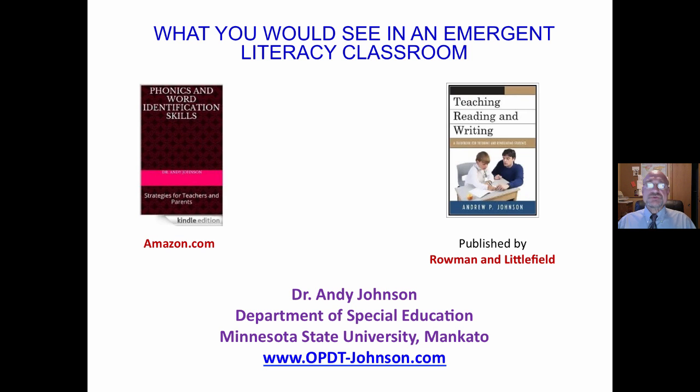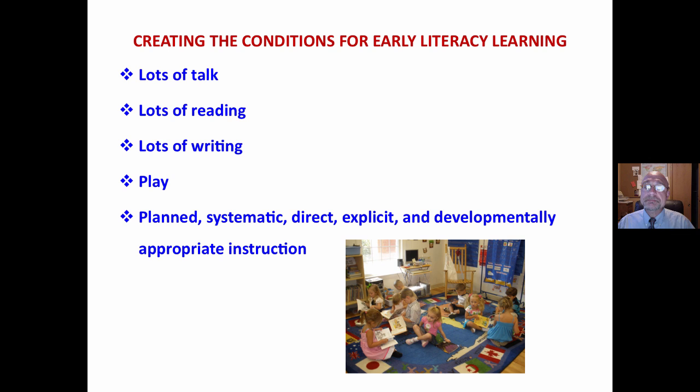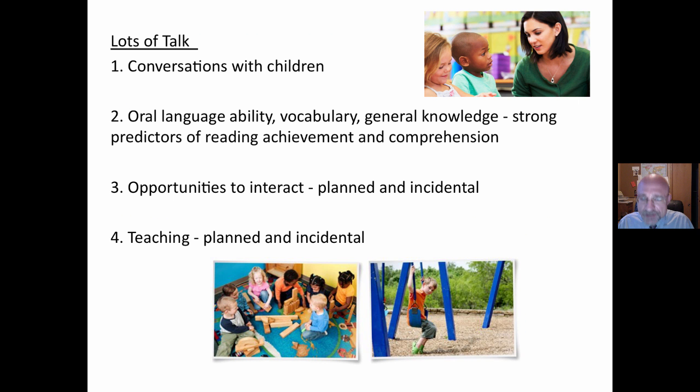So, what would you see in an emergent literacy classroom in which instruction was developmentally appropriate? You would see these 5 elements, and we are going to look at each one. For literacy to occur, there would be lots of conversation with children, which is different than giving directions and talking to them, to develop their oral language and expand their vocabulary. Oral language ability, vocabulary, and general knowledge are all strong predictors of reading achievement and comprehension later on.